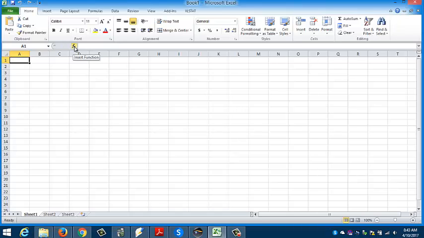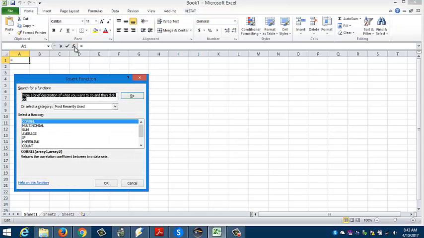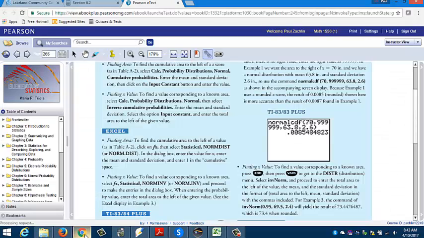Try this on Excel. You ready to press that little FX button right there? Boom. That types in equals, but then it also punches up this crazy thing. And then the book says, I think it's going to tell me which package I want, statistical or something. Back to the book. It says select statistical and then norm dist is what we want. Let's see if we can get that.